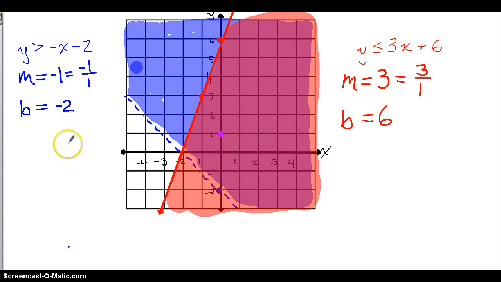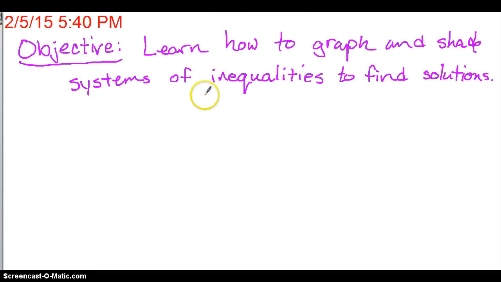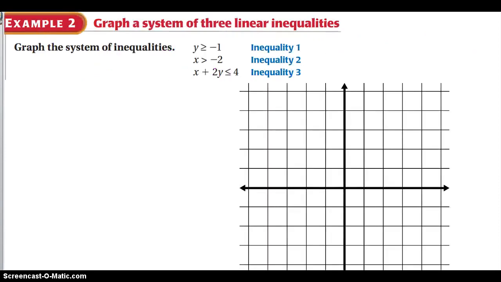And that's why I gave you guys 2 colored pencils in your kits. So now you can graph one of the inequalities in one color and one of the inequalities in the other color. And where the colors overlap is going to be the section that is the solutions. Okay? All right. So your objective here is to learn how to graph and shade systems of inequalities to find solutions. Sometimes you're going to have 3 of them. So I want you guys to give this one a shot on your own, and I will be here to help you.